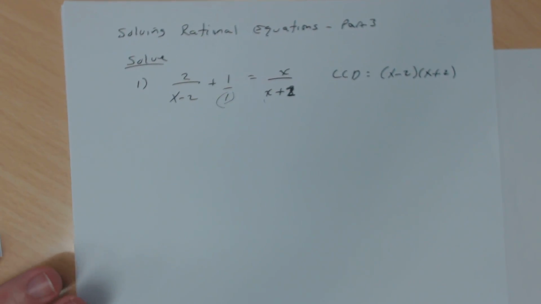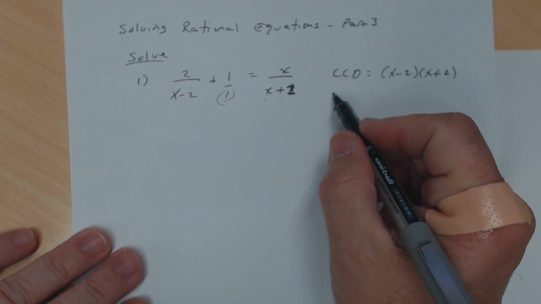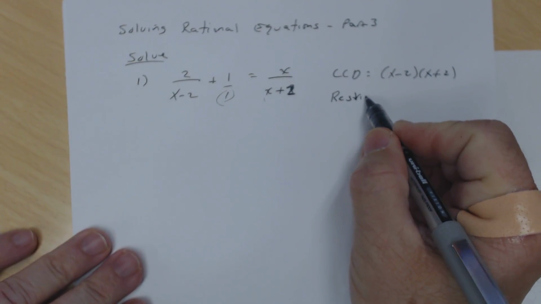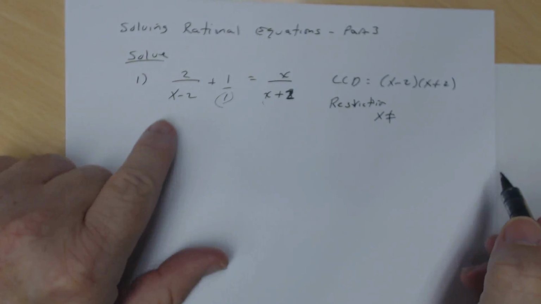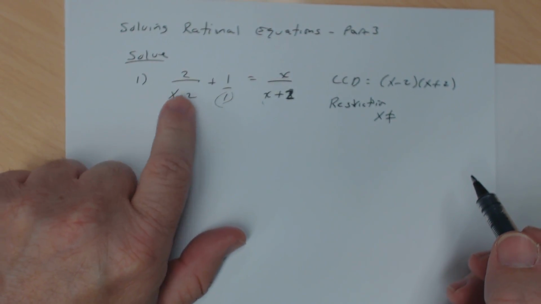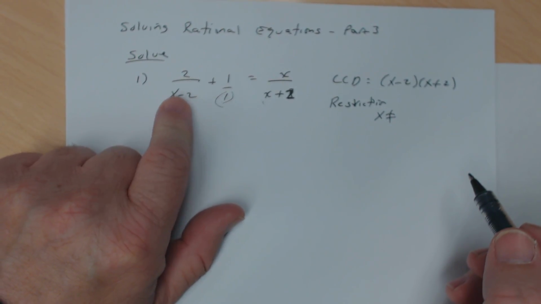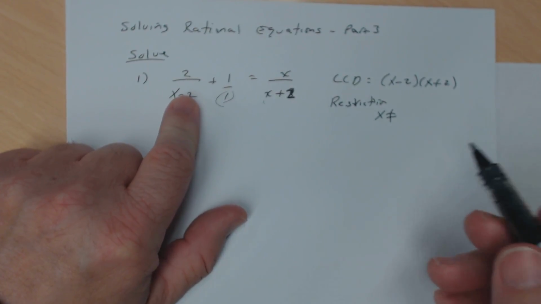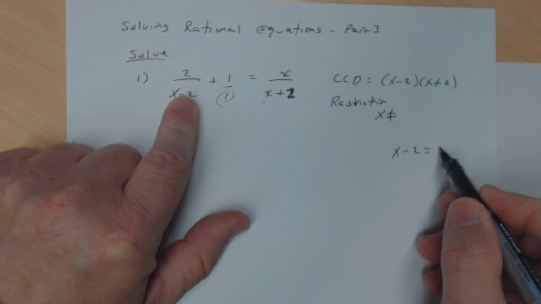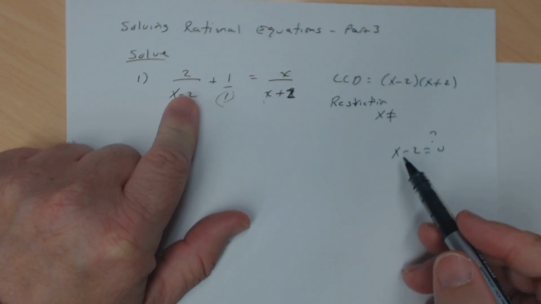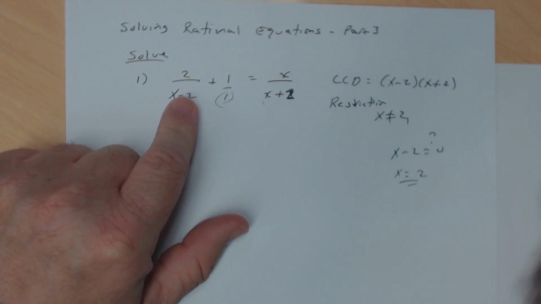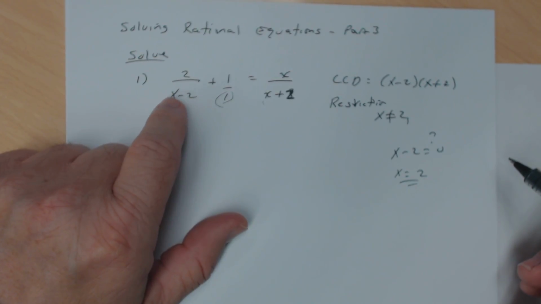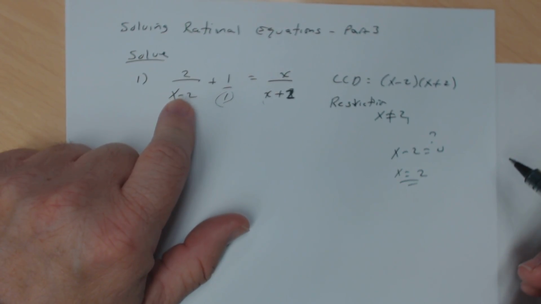Now we have to find our restrictions. What is it that x cannot equal? If you look at this denominator, when is x minus 2 equal to 0? Well, x minus 2 is equal to 0 when x equals 2. So that's one of your restrictions, and you can always check yourself: 2 minus 2 is 0.